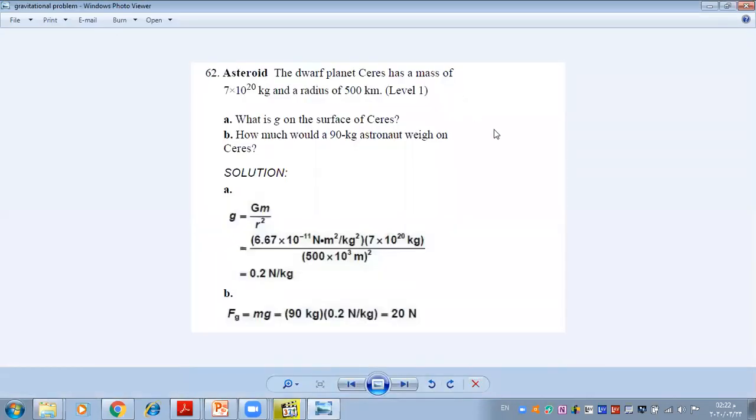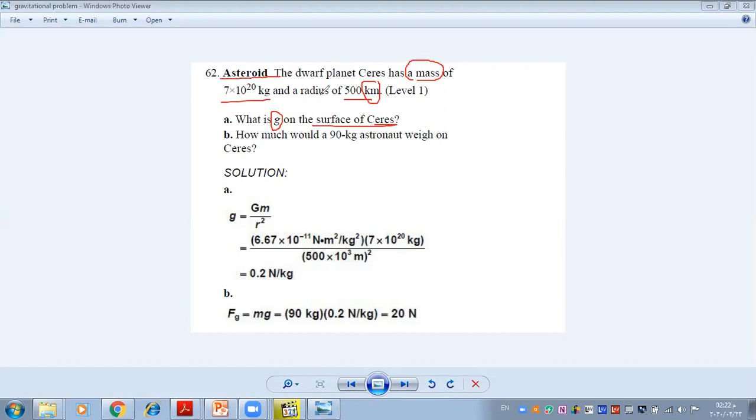This one. Yes, this one. Look here. The dwarf planet Ceres, an asteroid, has a mass. That is the mass of the planet. And a radius, and pay attention, this is in kilometers. So now: what is g, the gravitational field on the surface of Ceres? So you want to calculate gravity or gravitational field on this planet, right? Understand the question? Yes. Okay.